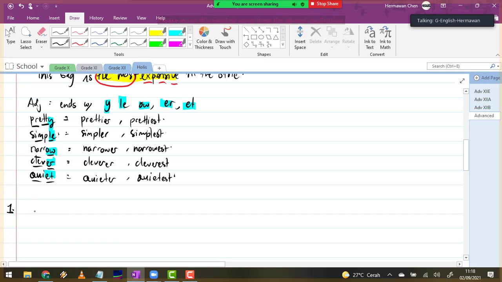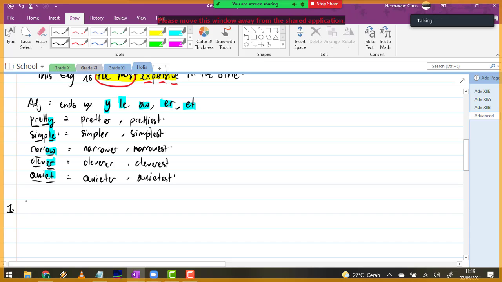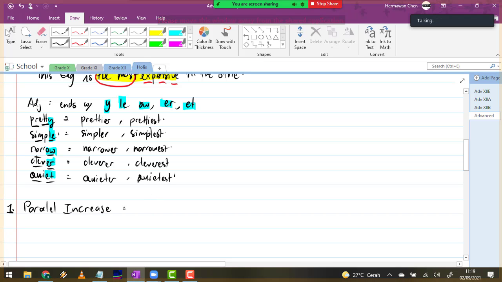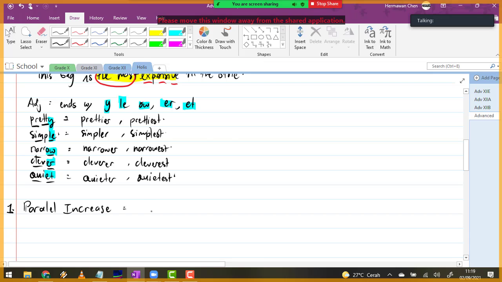Okay. Now, let's continue to the advanced comparative structure. This is the first pattern. It's called parallel increase. Parallel means connected. If you study physics, you will study electricity, right? And of course, you know that parallel is often used. Series is also used. Okay.